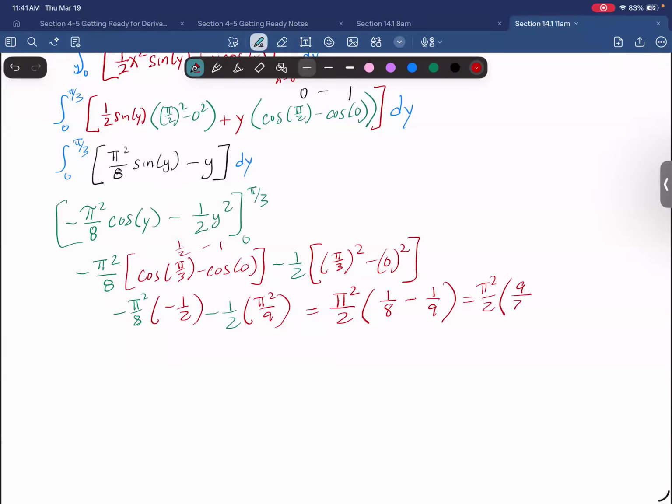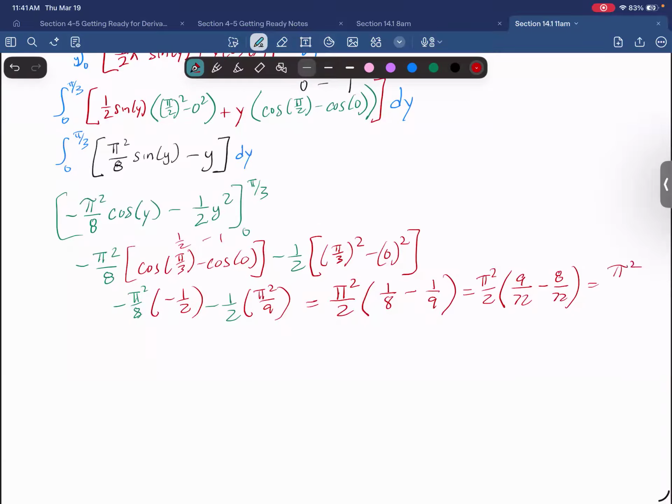If I get a common denominator, multiply the first one by 9, the second one by 8. And we get pi squared over 2 times 72 is 144. How is it that you factored out the pi squared over 2? I took that one and effectively that one, and then this one and this one. And what it leaves behind is the negative 1/8 times negative 1, which becomes 1/8. And the negative 1 and the 1/9 becomes the negative 1/9.